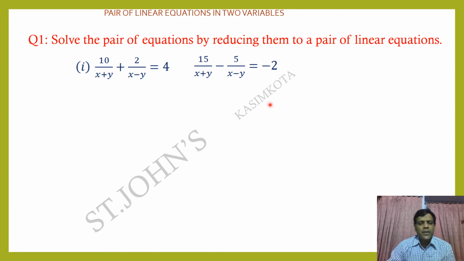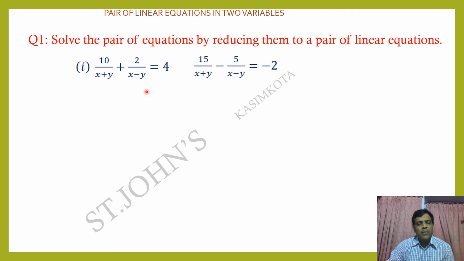Now what do you observe here? The denominator in the first equation is x plus y, and the second denominator is also x plus y. And the second term in the first equation is x minus y, and in the second one it is also x minus y. Here the reducing terms are x plus y and x minus y.